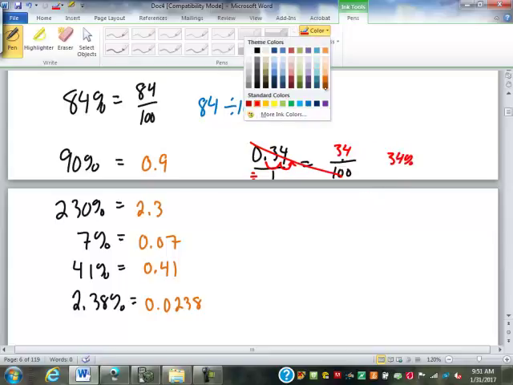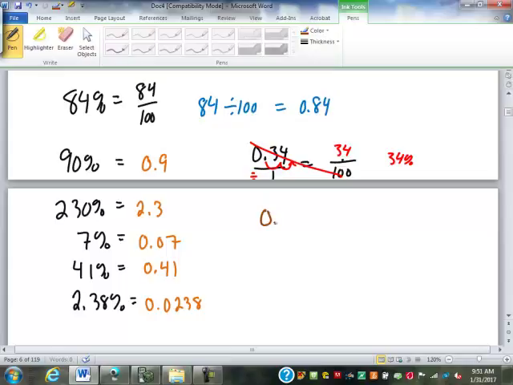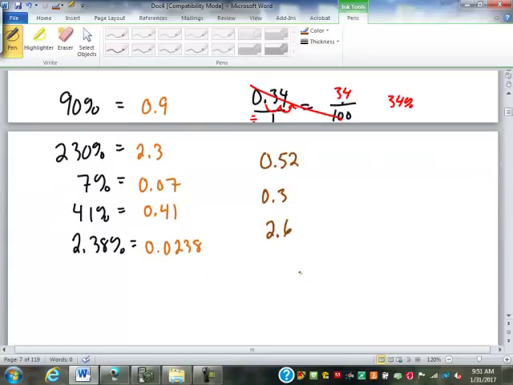So in your notes, convert these decimals back into percents. 0.52, 0.3, 2.6, and 0.041.